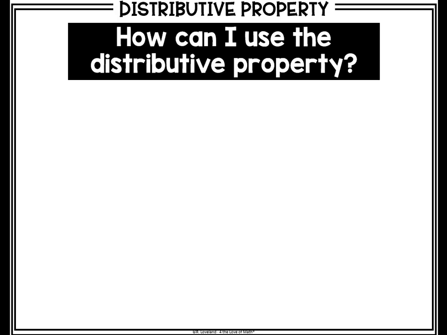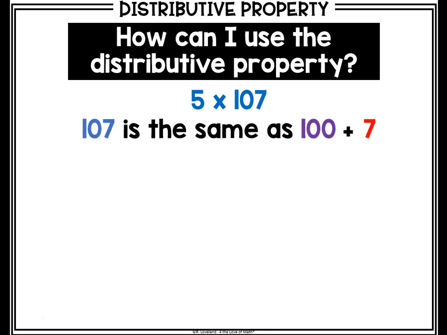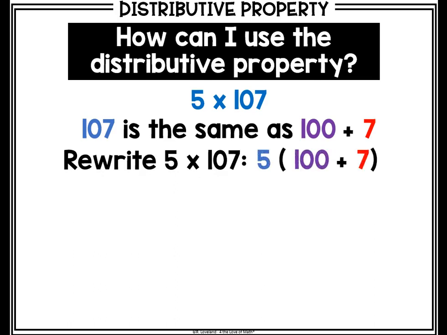Now, why might I want to use the distributive property to simplify my life? Well, when you have problems like this, you can use the distributive property to solve it quicker and to make it simpler for you to solve. So this problem right here is 5 times 107. We know that 107 is the same as 100 plus 7. So I can rewrite that original problem, the 5 times 107, so that it is 5 on the outside times 100 plus 7. When I do the distributive property, I'll have 5 times 100 plus, because I'm going to bring that operation down, 5 times 7.